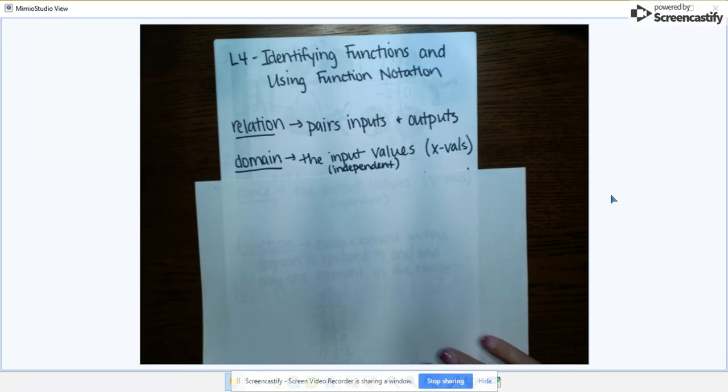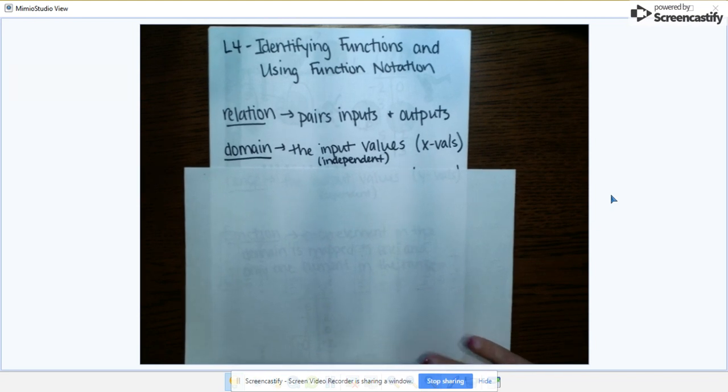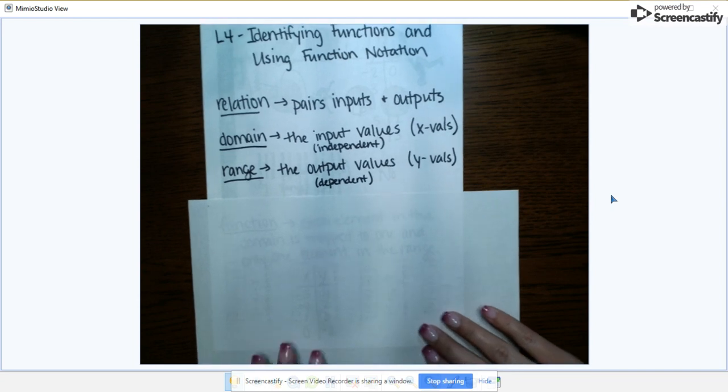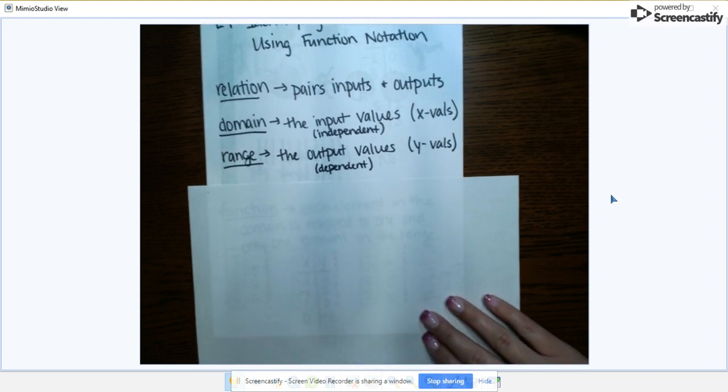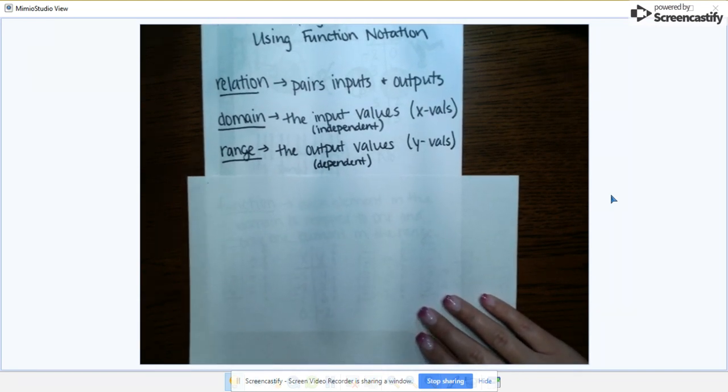Okay, when we have any sort of relation, we always have domain and range. So domain always deals with our input, which is also the independent variable and also known as the x value. Our range then is the output values. So we have y values, and we also refer to those as dependent variables.